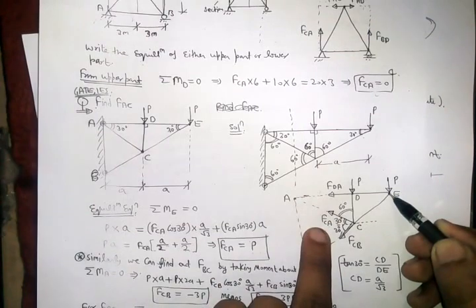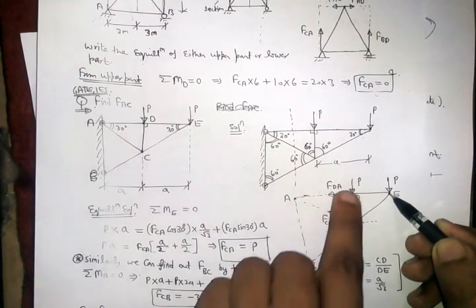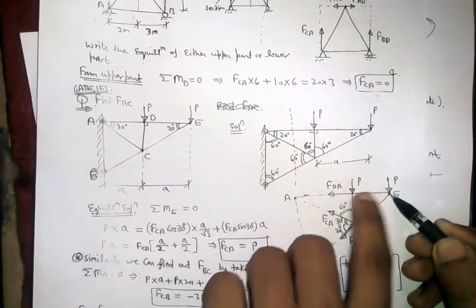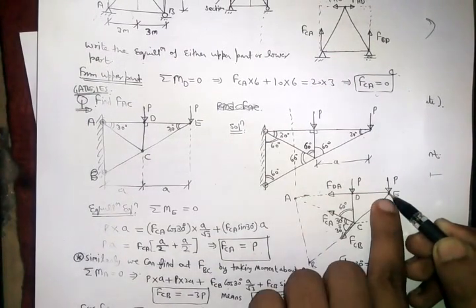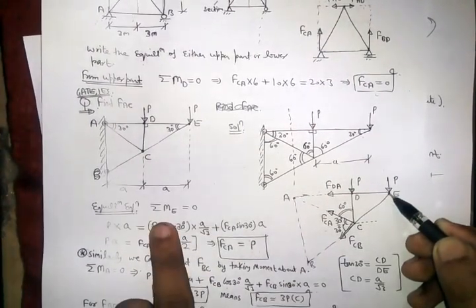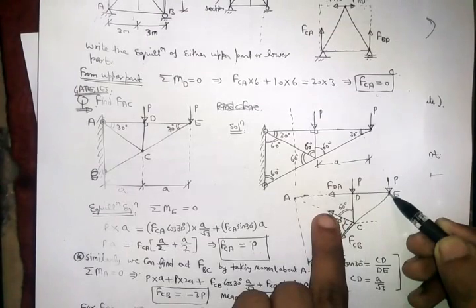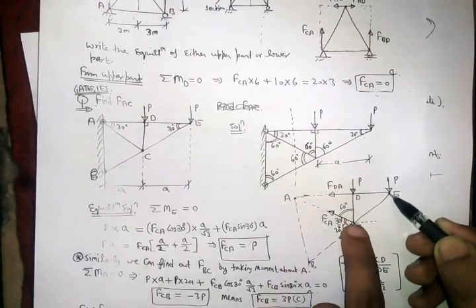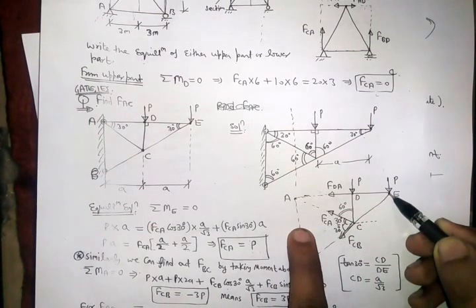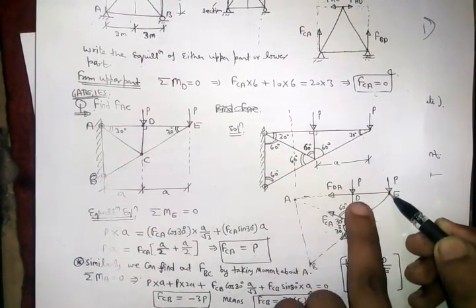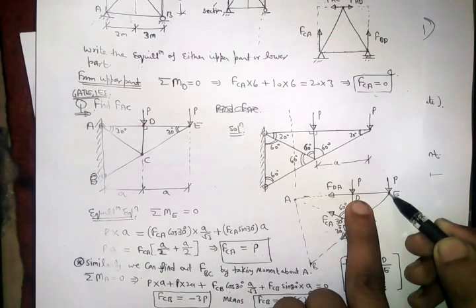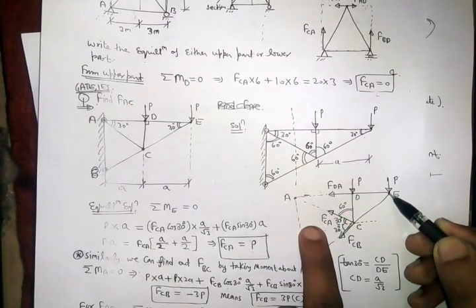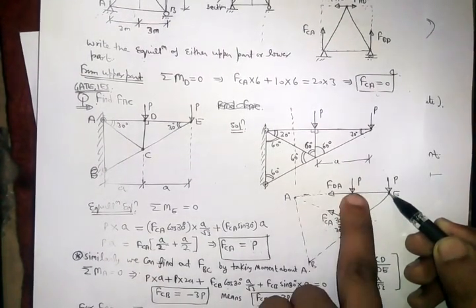Only FCA will appear in my equation, and this P is known, P into this. So I will take moment about point E. But this force is inclined. First of all, resolve this force in two directions. One will be FCA cos 30, which means FCA root 3 by 2, and the other will be FCA sin 30, which means FCA by 2.